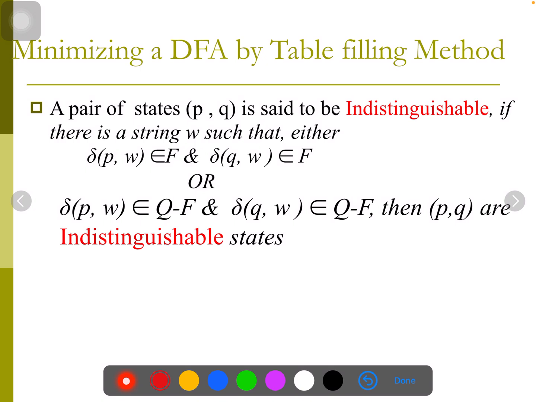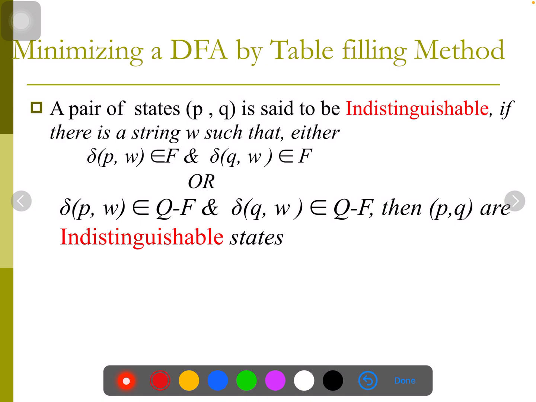A pair of states P, Q is said to be indistinguishable if there is a string W such that either delta(P, W) belongs to F and delta(Q, W) belongs to F. That means one state belongs to F and the other state also belongs to the final states. Or delta(P, W) belongs to Q minus F and delta(Q, W) belongs to Q minus F. Then P, Q are indistinguishable states.